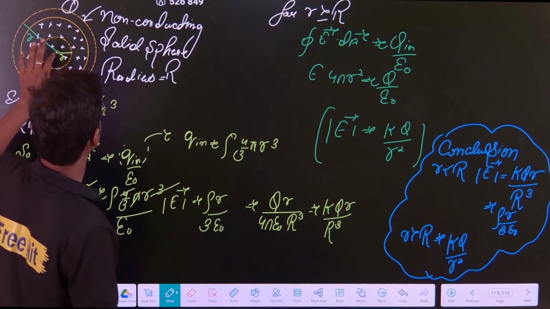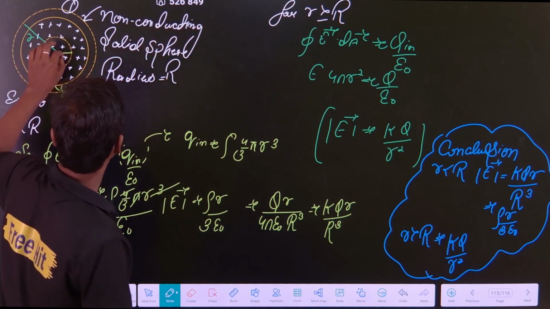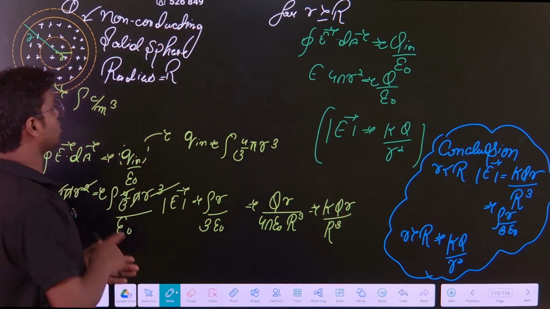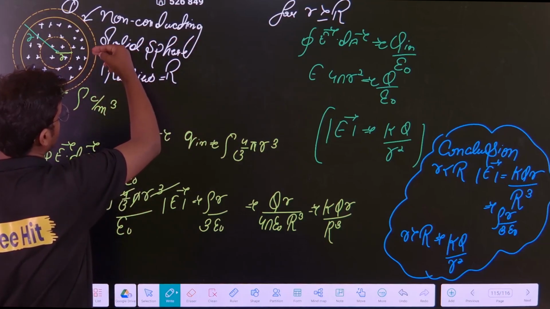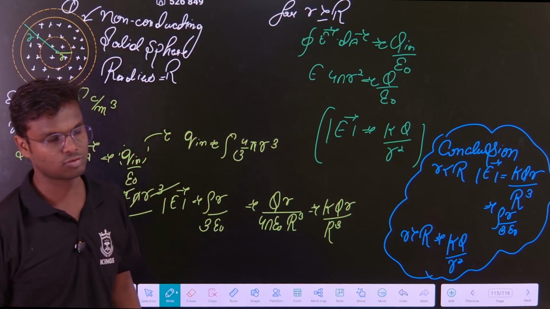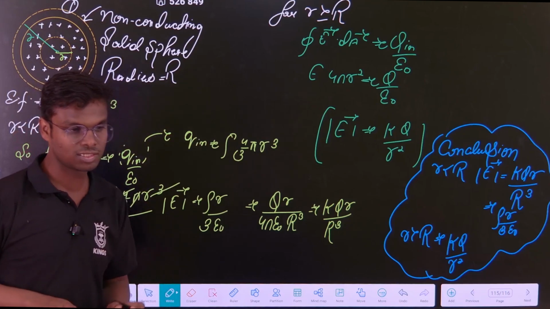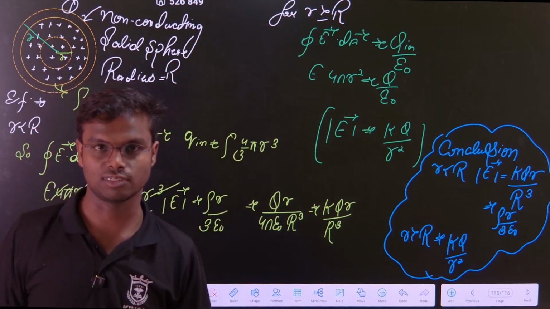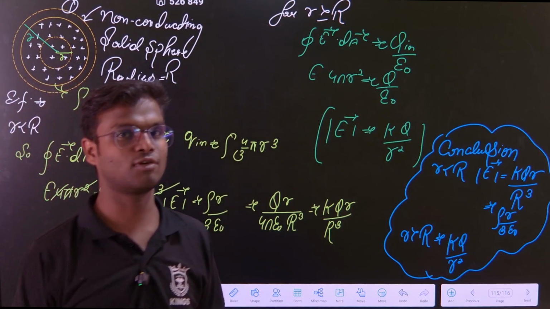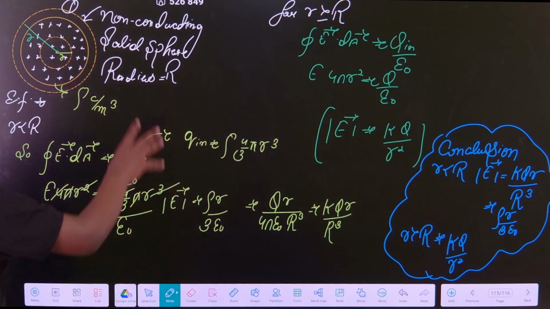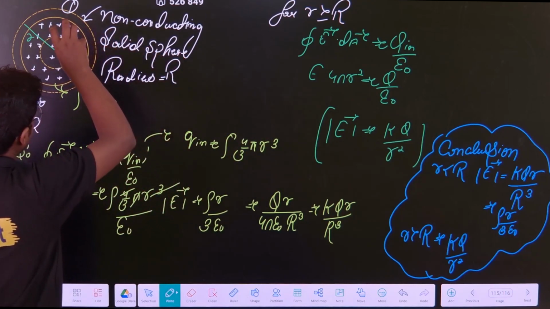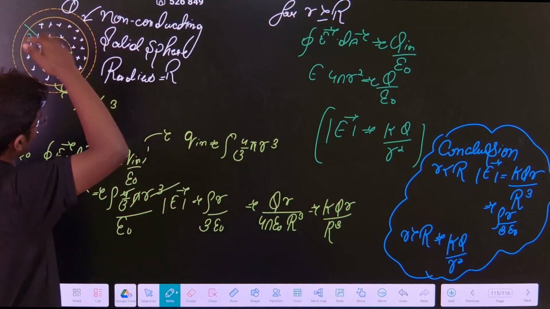First you tell me, can I directly go from infinity to that point R? The answer is no. Why? Because there is a discontinuity. Here the potential will be KQ by small r, but at the surface the potential is KQ by capital R. So we cannot do that. Integration is applied for a continuous function. If we have a discontinuity, we cannot apply the integration there. I hope you know this. So, if it is like this, then what are we going to do?